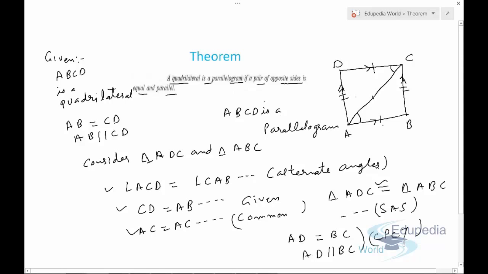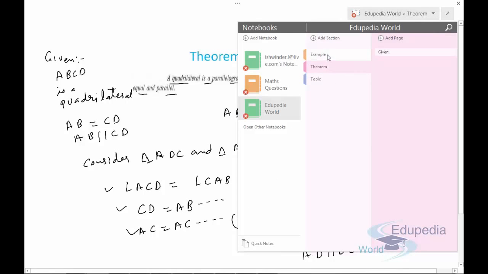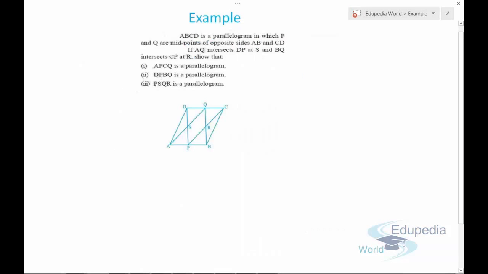Let's discuss one example related to this theorem, which is a very important example from the exam point of view, so you have to watch it very carefully. The example says that ABCD is a parallelogram in which P and Q are the midpoints of AB and CD. Then AQ intersects DP at S, and BQ intersects CP at R. First we need to prove that APCQ is a parallelogram. Let's discuss how we can do this.